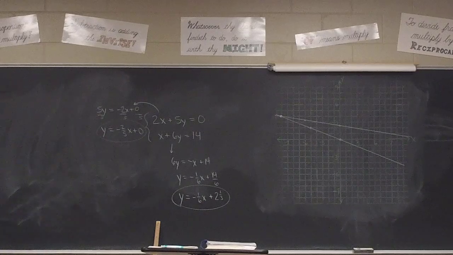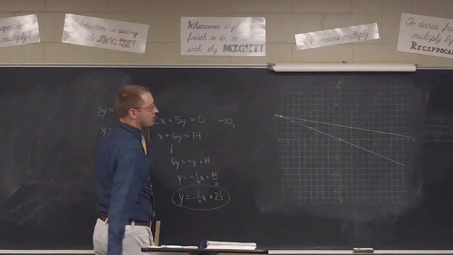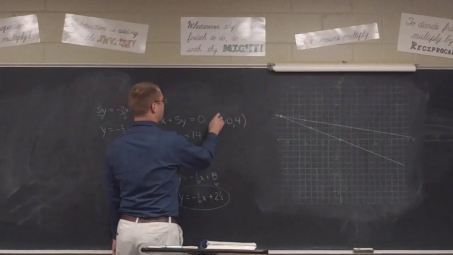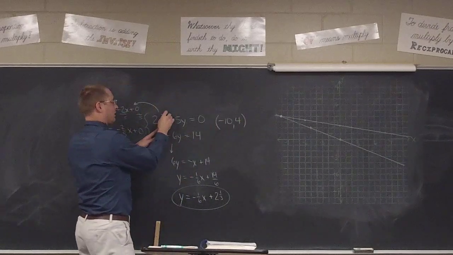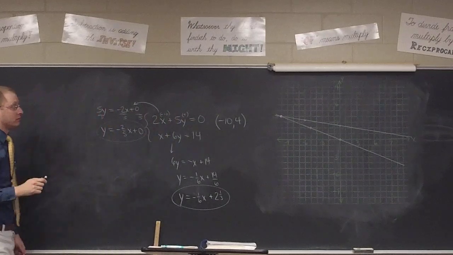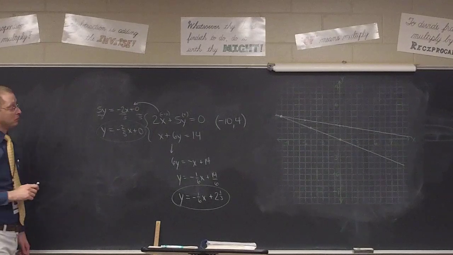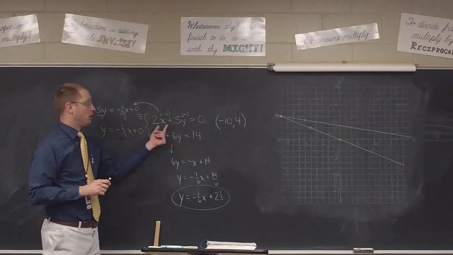Here we go, Maddie. It doesn't fall right on a point, but it's really close. About what point does it look like we might have hit if we'd been a little bit more accurate, maybe? It looks like negative 10/4. Let's see if that works in the top equation. Class? Would negative 10/4 work right here?